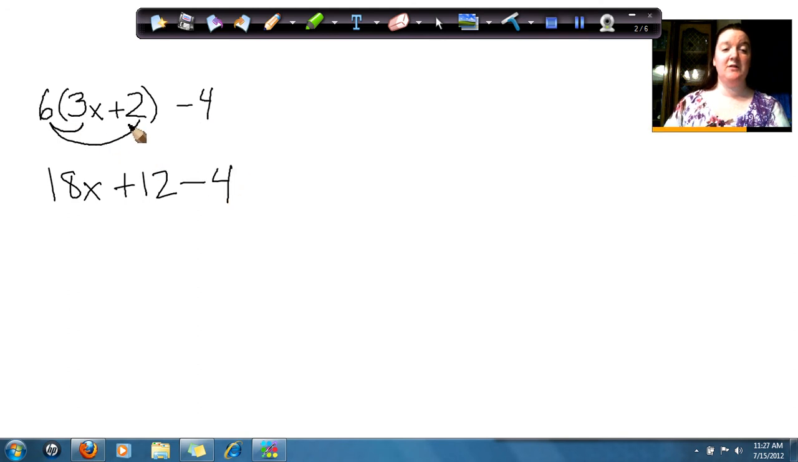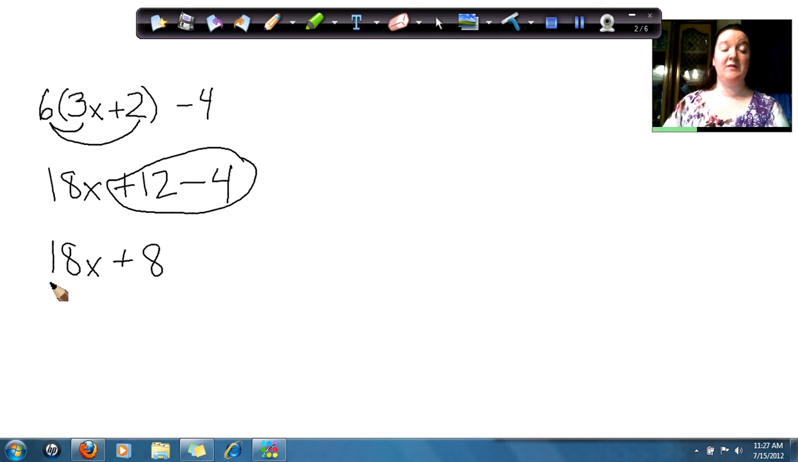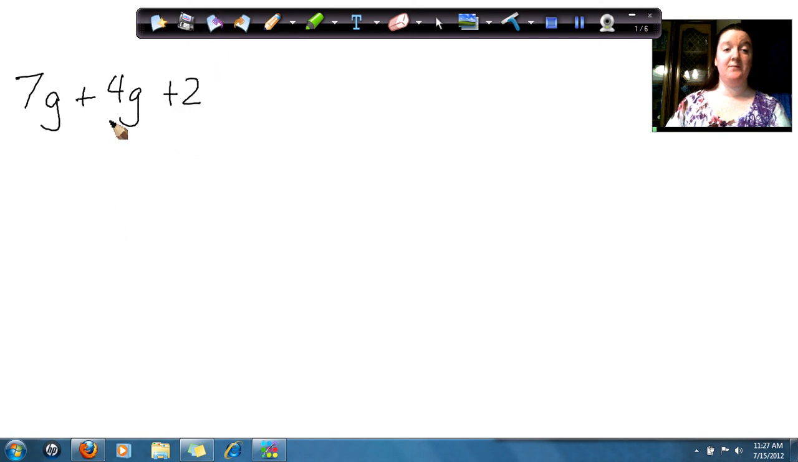Well, now that I've done the distributive property, I need to look at combining these terms because they are similar. They don't have any letters attached. I'm going to drag the 18x along because I can't do anything else with that. 12 minus 4 is going to give me plus 8. So my final answer is 18x plus 8. Let's look at another example.